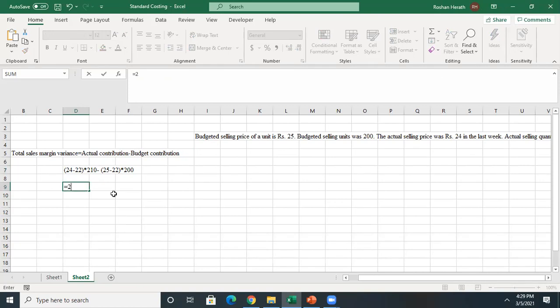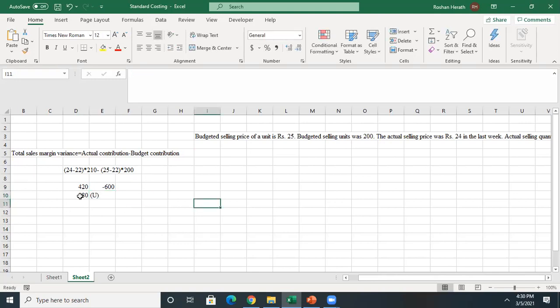So here you can see it's 2 into 210, it's 420. Here you can see it's 3 into 200, 600. So this is the budget and this is the actual. So it's a 180 difference. It's an unfavorable one. You planned for 600 contribution, but at the end of the day, the contribution you received is 420. So it's unfavorable.